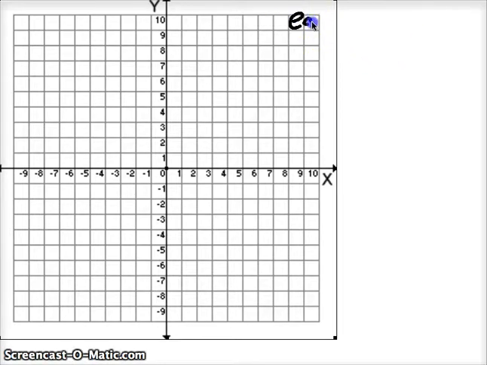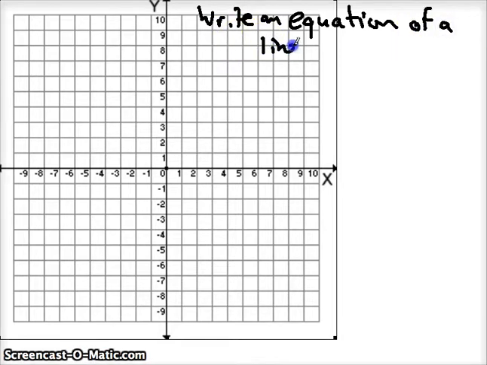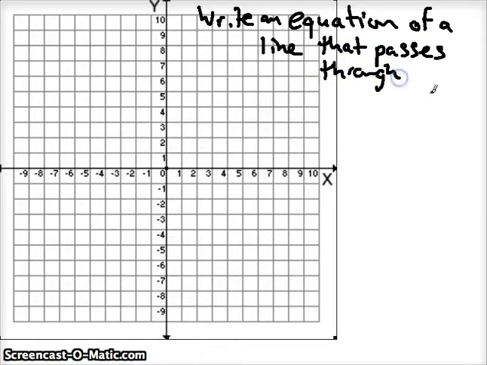The question is, you need to write an equation of a line that passes through a certain point, and this certain point is located at (3, 2).